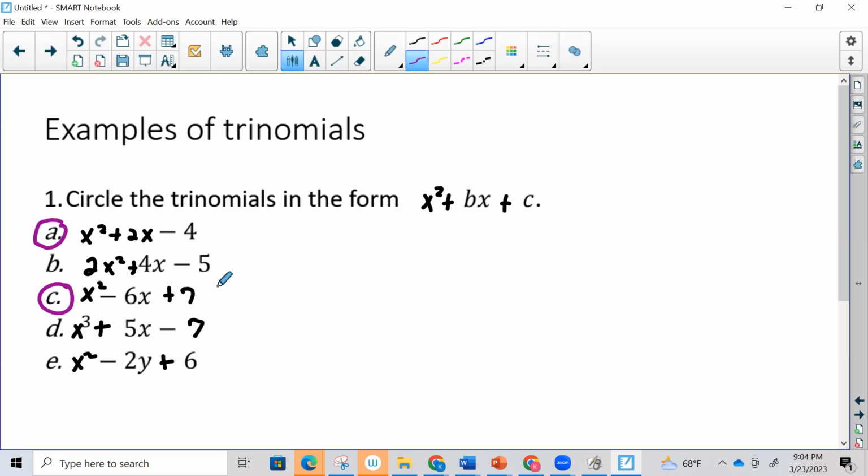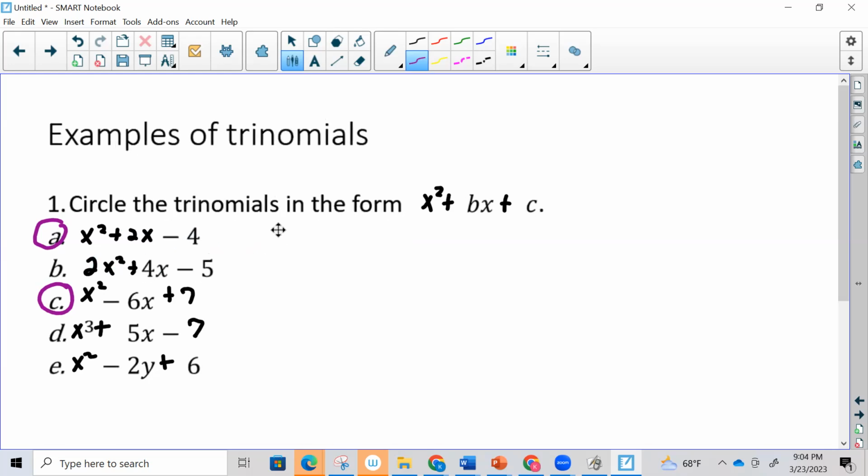Okay, so it should just be A and B. This is in the form x squared plus bx plus c. And again, b and c could be negative. This one does not work because a, in this case, is 2 and not 1. Okay, so there's a number in front of the x squared, so it's not 1, so that doesn't work.